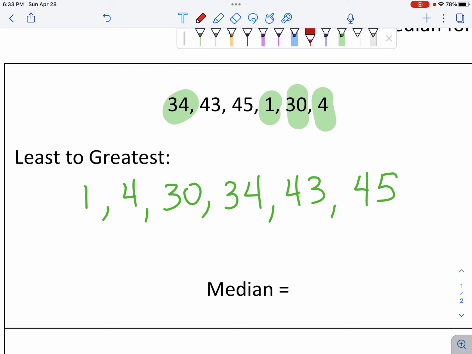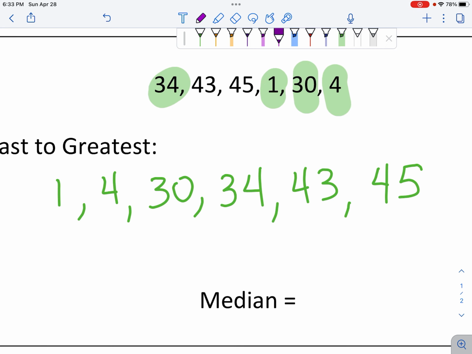When you're finding the median, we really are just looking for the middle number. So I'm going to cross off the front number and the back number. Cross off the front number and the back number. And now we're left with 2 numbers. So there's a couple of different ways to do this.